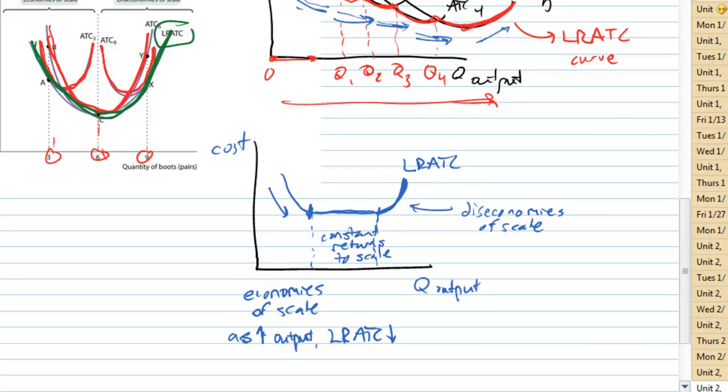Diseconomies of scale could happen when you get so big that you end up increasing average costs. It's not exactly the same as diminishing returns because we're not talking about any fixed inputs here. It's just that there's a point at which you can only get so big. It's pretty similar to diminishing returns, just we use a different term for it when we're talking about the long run. That's diseconomies of scale.